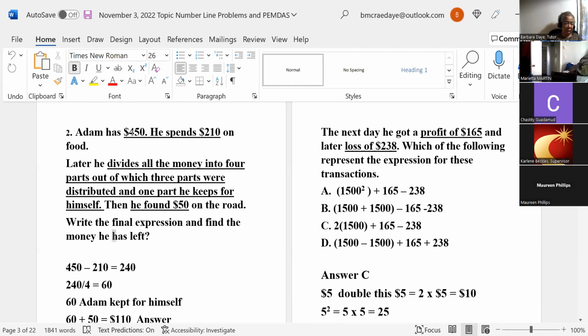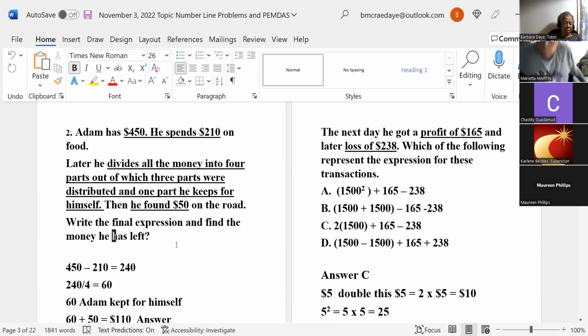Adam had $450. He spent $210. Now you've got to subtract the 210 from the 450 to find how much he has now. That's 240, right? Maureen, you following? Yeah. Now, if you divide that 240 into 4 parts, each part is equal to what, Maureen?